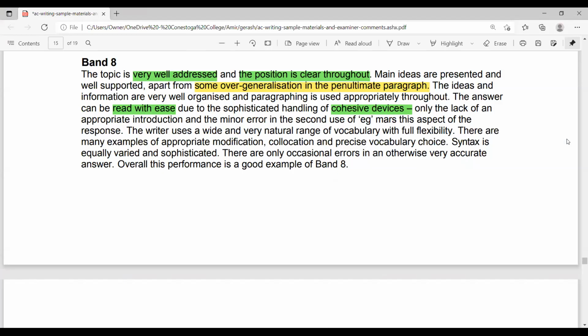Okay. As you can see, first, the examiner comment is that the topic is very well addressed and the position is clear throughout. Main ideas are presented and well supported, apart from some overgeneralization in the penultimate paragraph. So these two sentences are going to show how the task is written. Is it well supported or not? Are the ideas well presented?